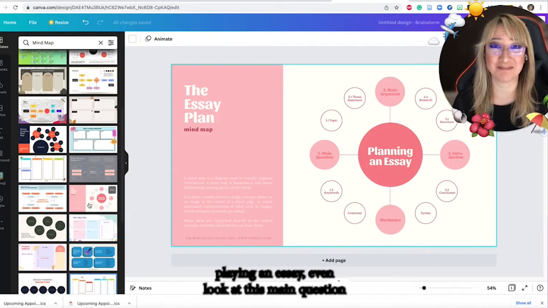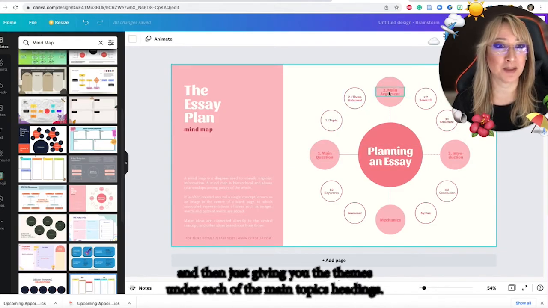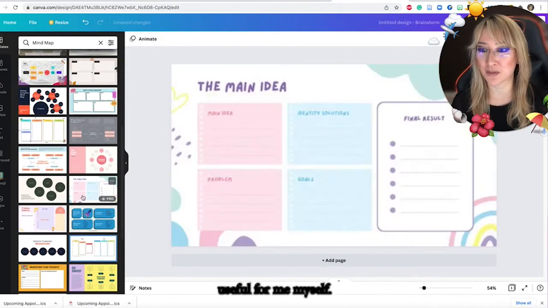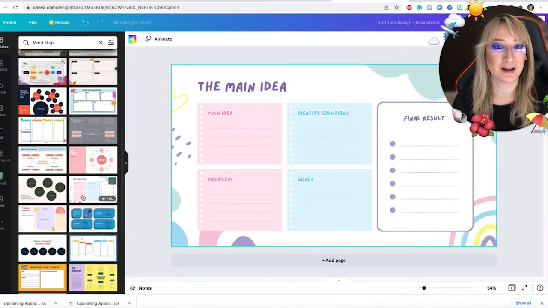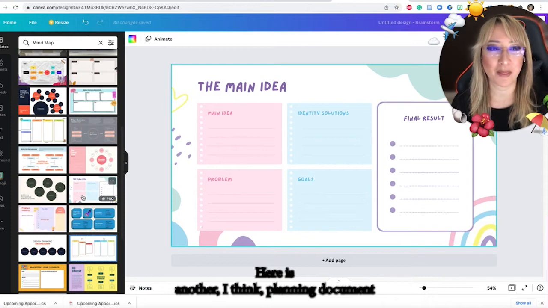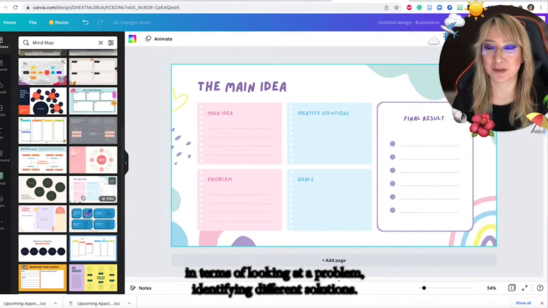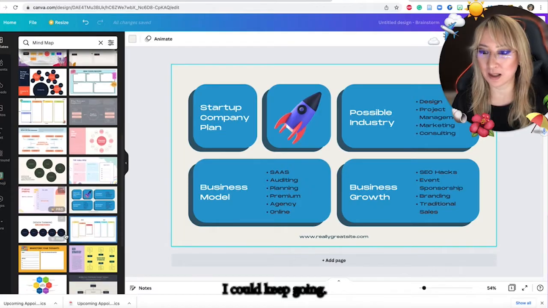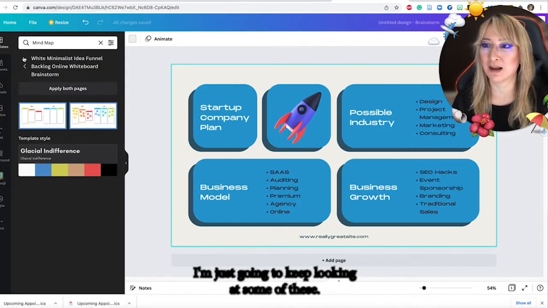Planning an essay. Even look at this main question and then just giving you the themes under each of the main topic headings. So main argument, introduction, the mechanics. I think that would be useful for me, myself. Here is another planning document, I think, in terms of looking at a problem and identifying different solutions. I mean, this is phenomenal. I could keep going. I'm just going to keep looking at some of these.